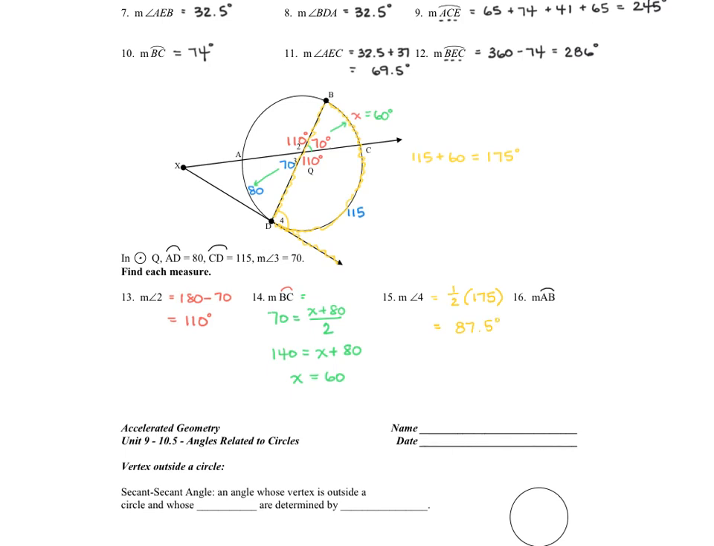The last thing I need to find is the measure of arc AB. I have all the rest of the pieces of the circle, so I can just subtract off the other pieces from 360. So 360 minus 60 minus 115 minus 80 will give me the measure of arc AB, which is 105 degrees.